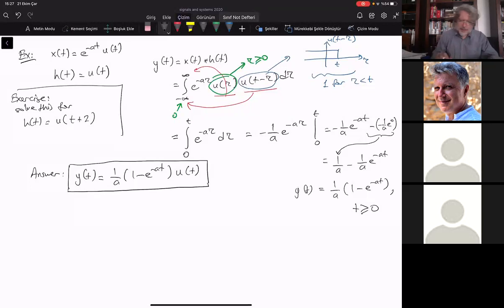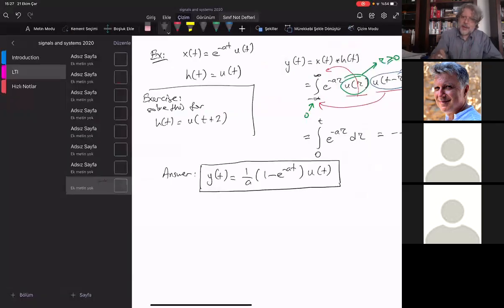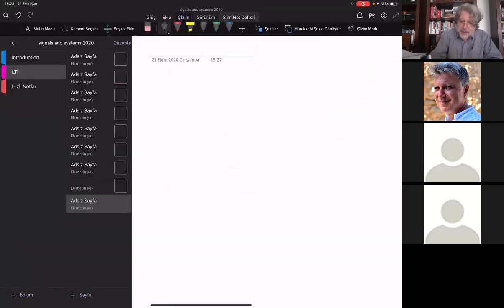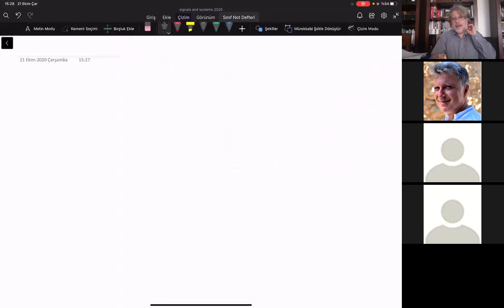Now, I want to close this page if you have no further questions. Do you have any other questions from this? If not, then I will open a new page, because now we will finally for today discuss the graphical way of doing the convolution. And I will do it over an example. Okay, let's do it immediately on an example.